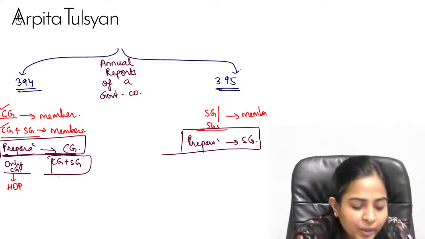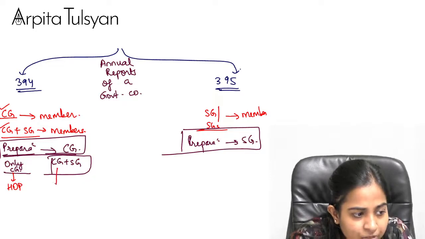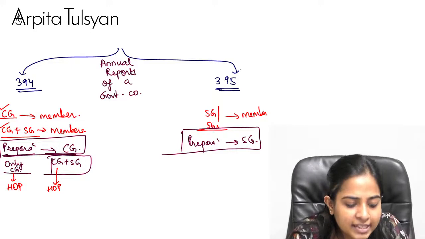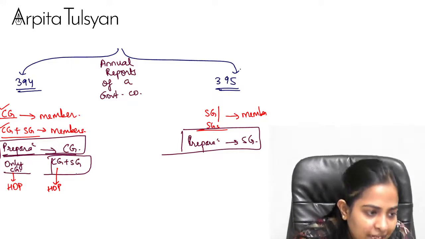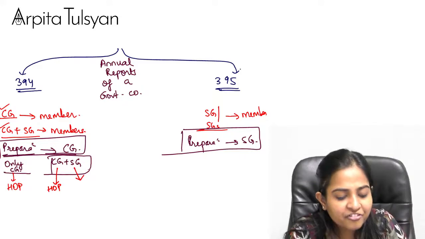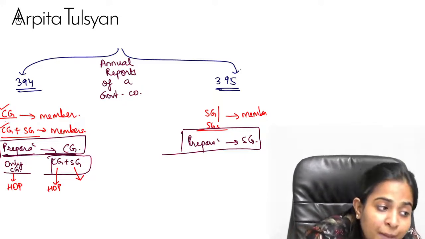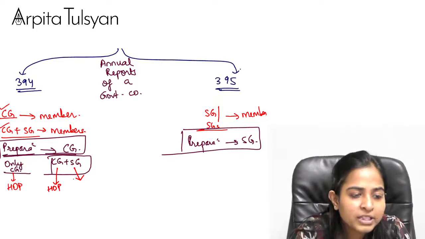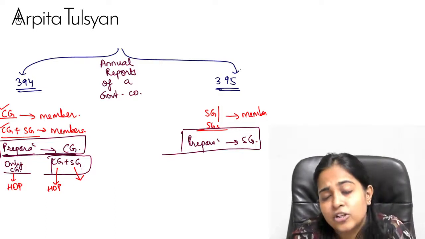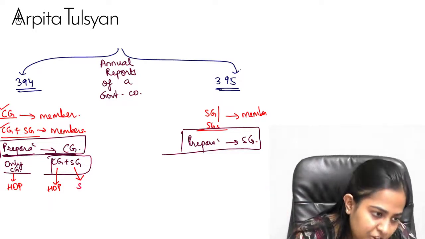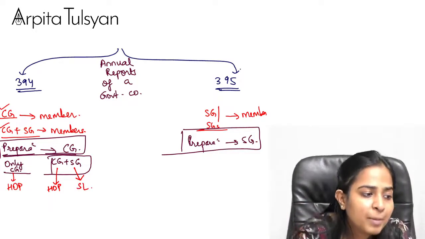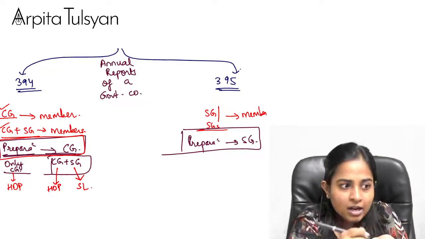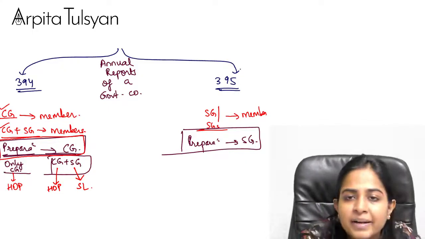And then how will the presentation be done? The central government will lay it down before both the houses of parliament, and the state government will lay down the report which was prepared by the central government only, the same report, before the house or houses of state legislature. So just remember one thing, this is common. Preparation will be done by whom? That work of making the report will be done by the central government.